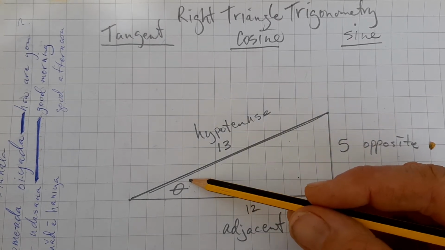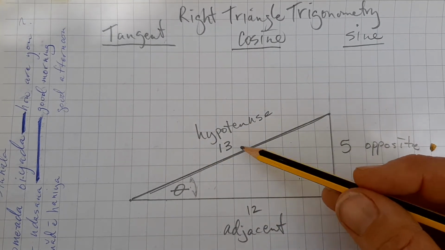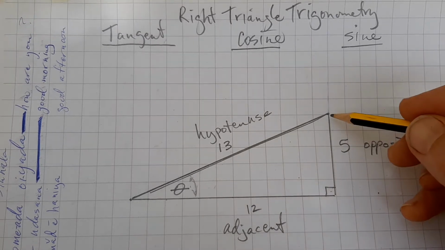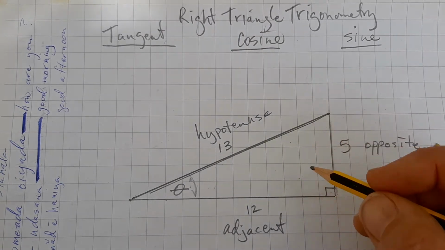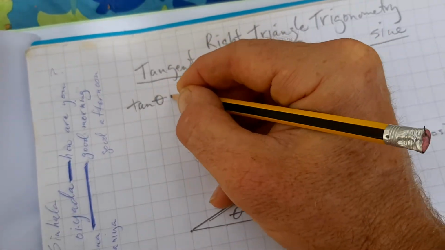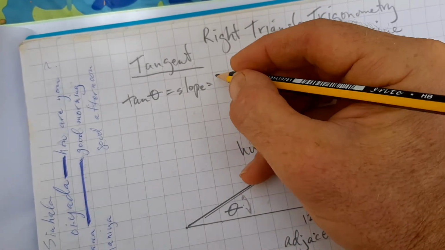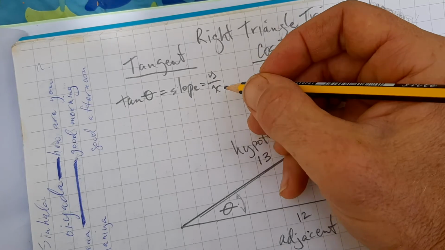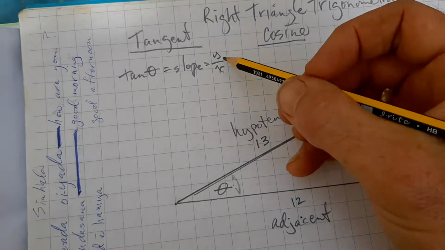The tangent of this angle is the slope of this hypotenuse. Do you remember what slope is? Slope is rise divided by run. So the tangent is the slope. I'm going to write that down. Tangent of theta equals the slope of theta, and that is y divided by x. Remember, height, rise over run, height divided by horizontal distance, vertical divided by horizontal.